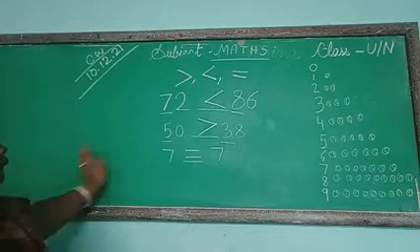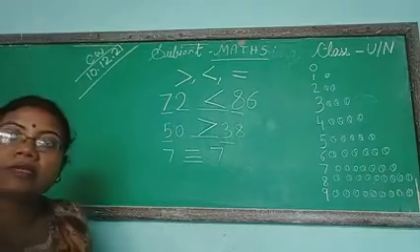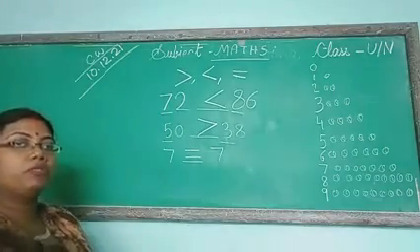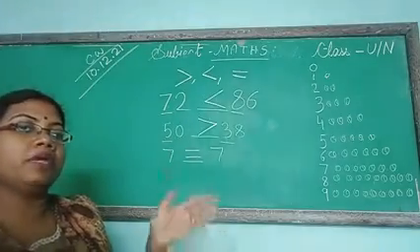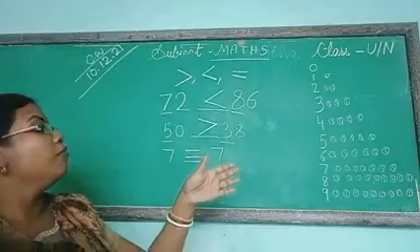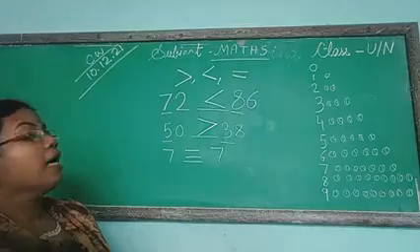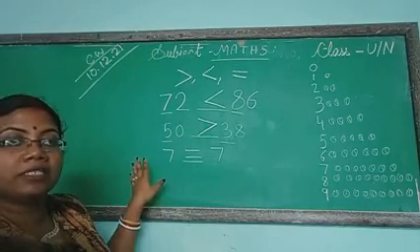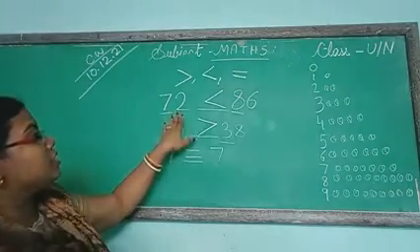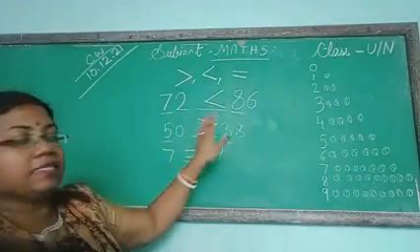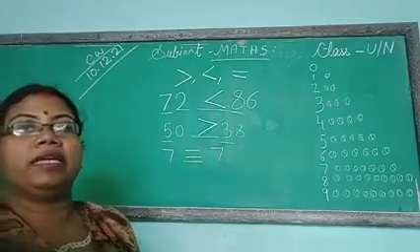So the concept is that wherever the number is bigger, we have to open our mouth on that side only. At the side of the bigger number, you will open the mouth. You have to check whether the first number is small or big. If it is a small number, we will say 72 is less than 86. If it is a bigger number, then we will say 50 is greater than 38.